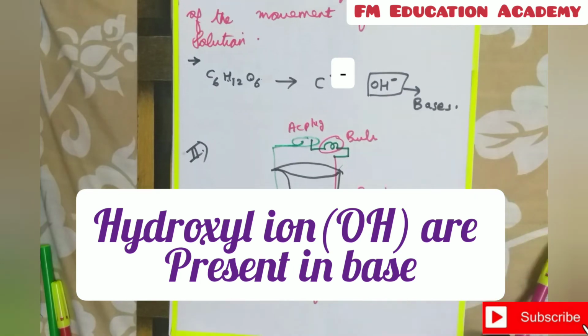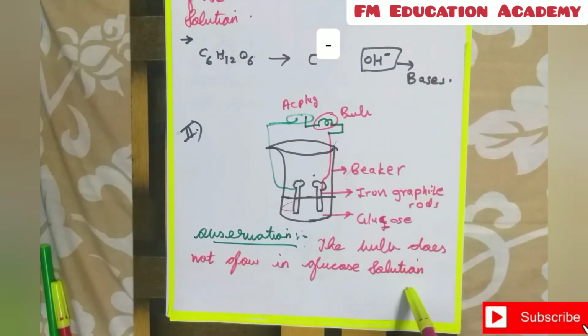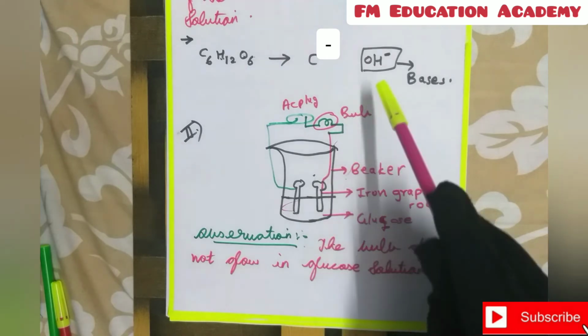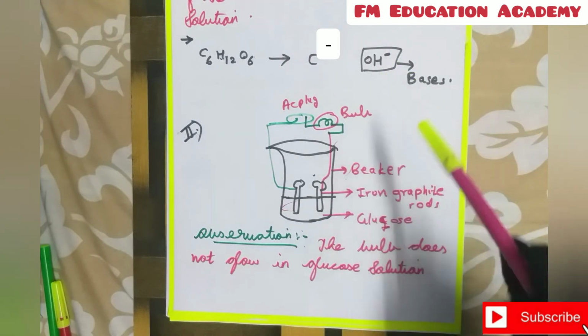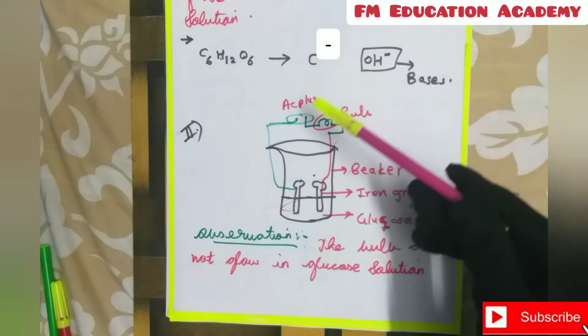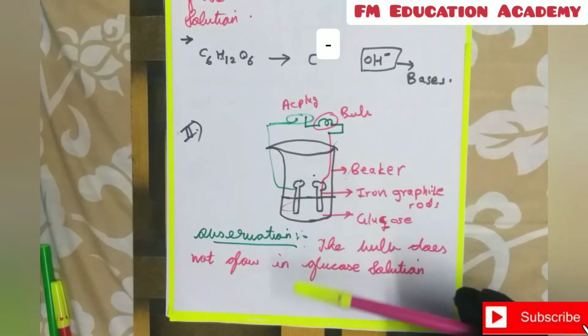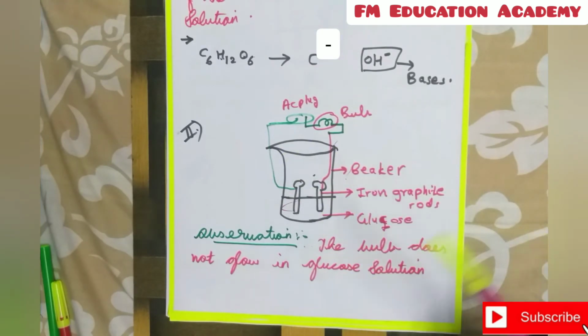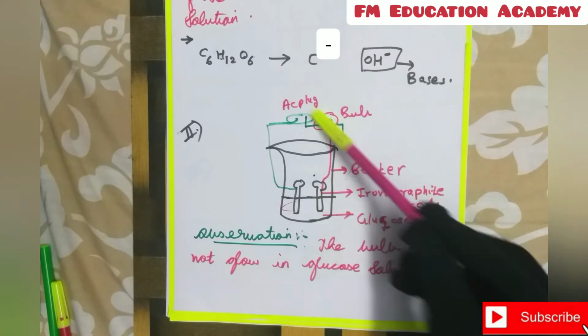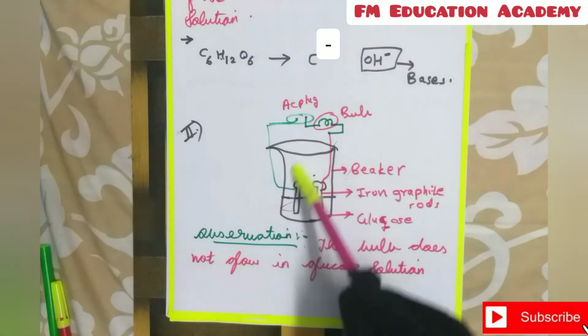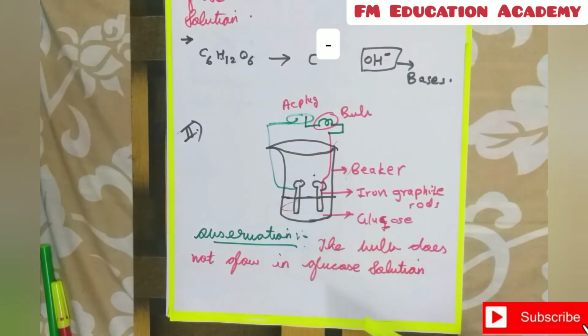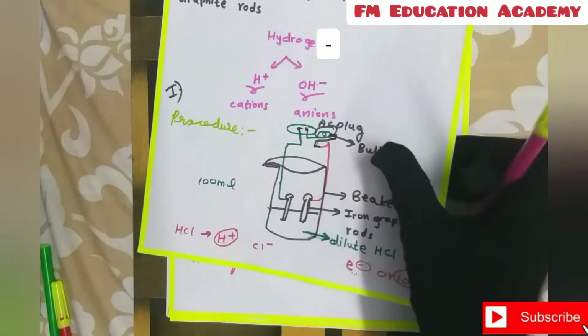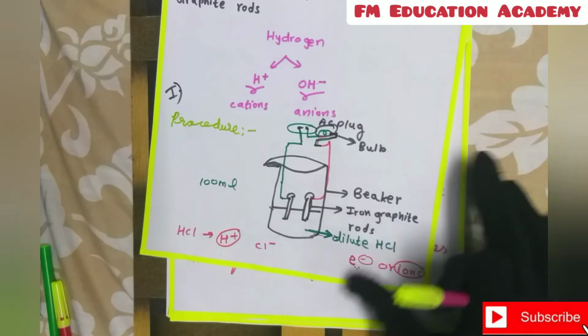So one more observation we got to know is that as the glucose solution contains OH minus ions, the bulb does not glow. That is, when we switch on the supply, OH minus ions do not move. There is no movement of OH minus ions. As there is no movement of OH minus ions in this circuit, we can say that the bulb does not glow.